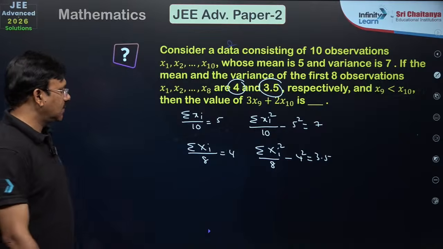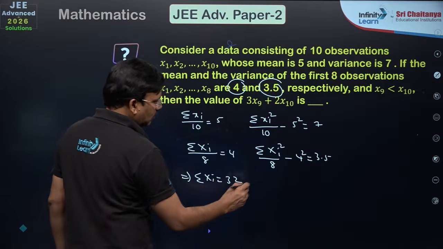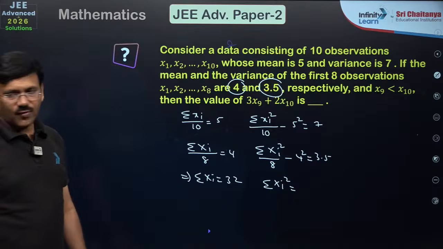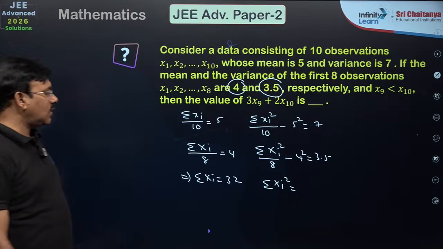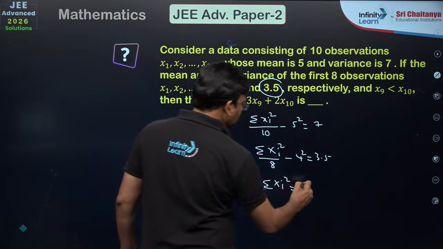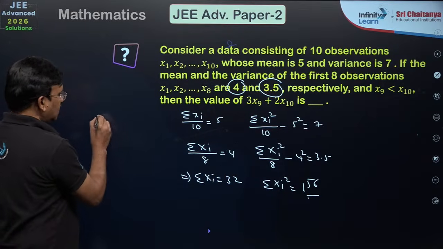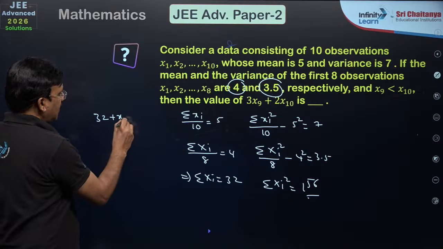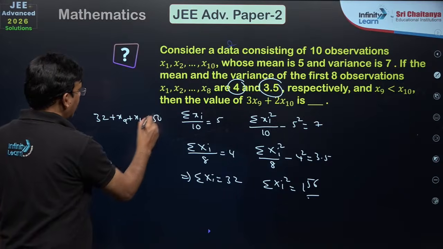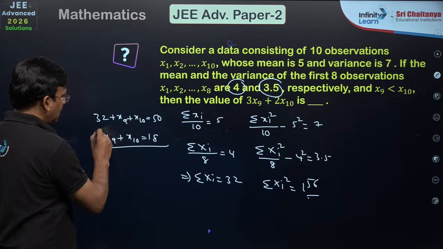These are the equations. From this, my dear friends, sigma Xi is 32 and sigma Xi square is 19.5 into 8, that is 20 into 8, 160 minus 4, which is 156. Now from this you can write 32 plus x9 plus x10 is going to be 50, which means x9 plus x10 is going to be 18.